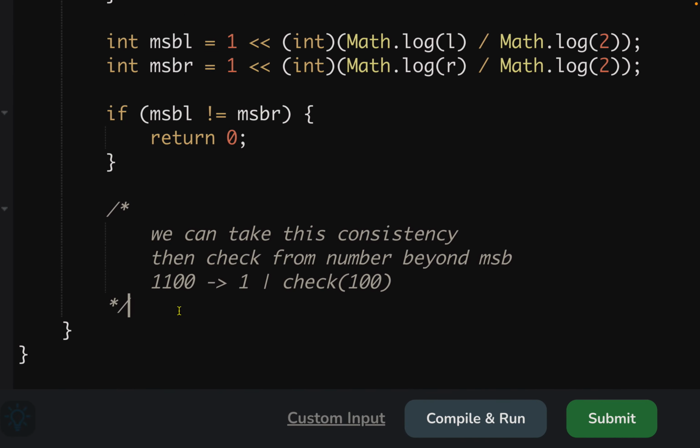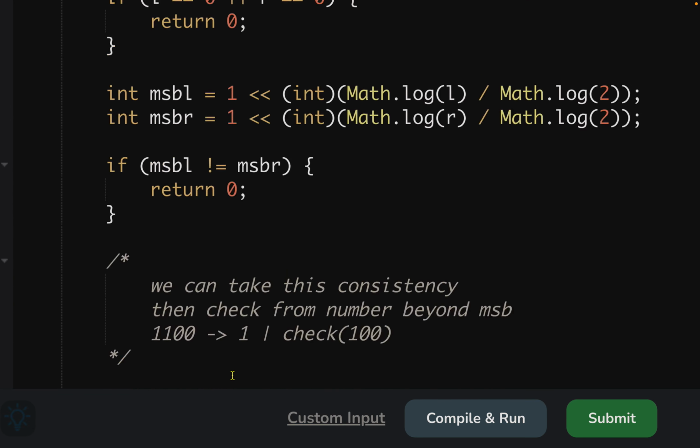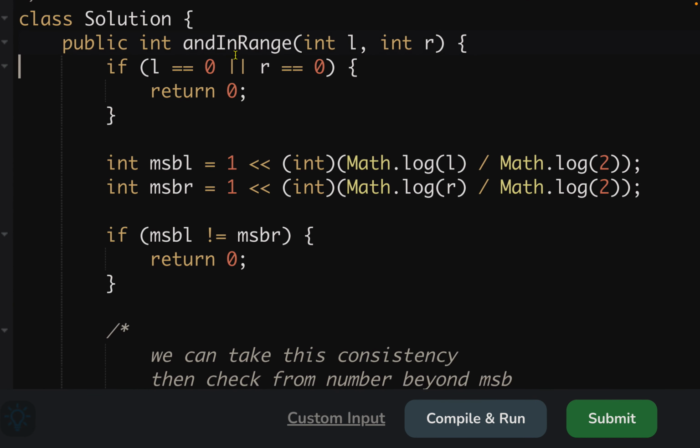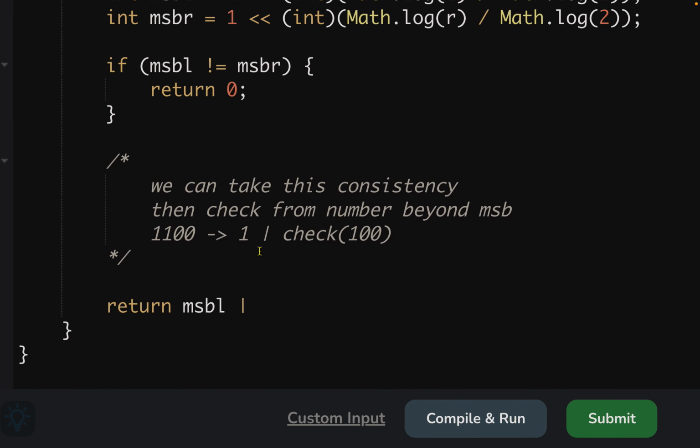Okay, we can take this one, which is MSB L. Take L or R, because up to this point MSB L is equal to MSB R, so you can take anything. ANDing with the check. How are we going to check? Check with this method itself. Now I want to not take this number but the rest of the number. How can I get the rest of the number except the MSB?